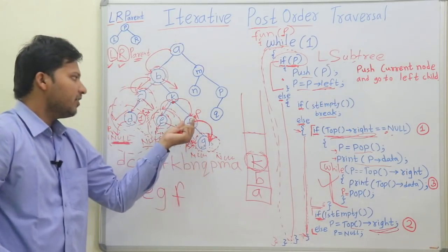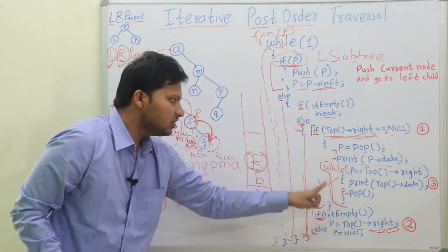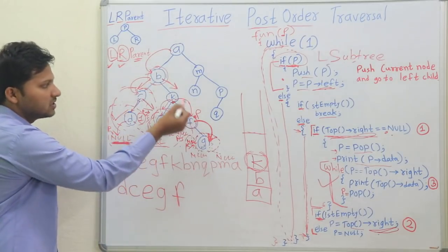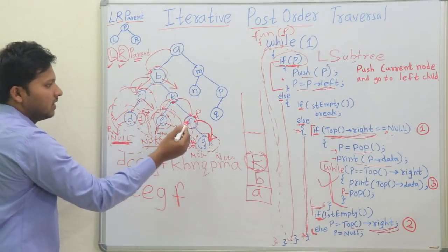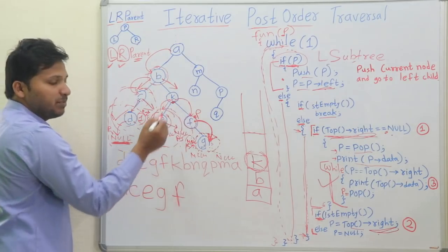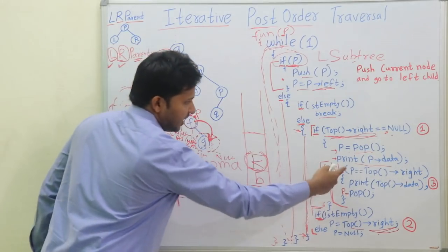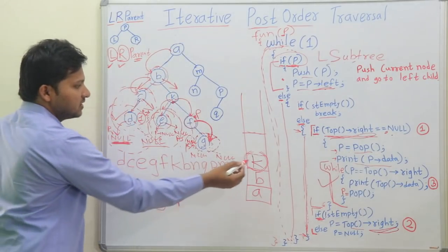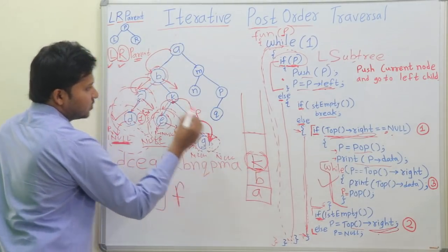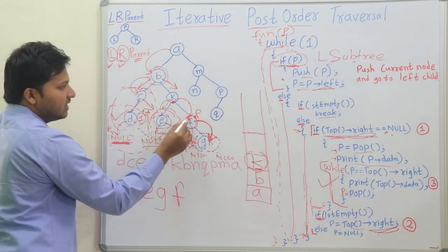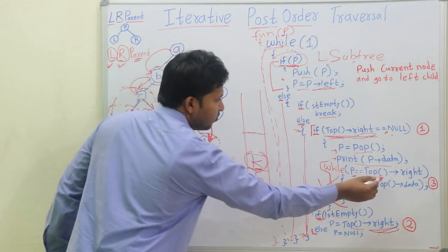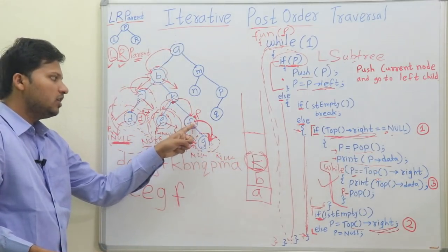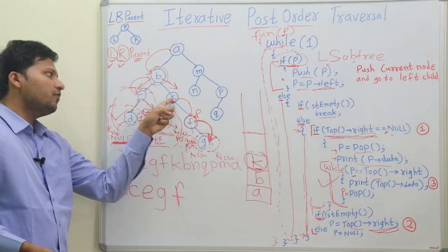Now for node F, again we check whether F was the right child of some node, meaning its parent. Yes, that is checked here: while P equal to top points right. What is the top node here? K. For node K, the right child is F. So yes, P is equal to top points right, meaning F equals the right child of K.